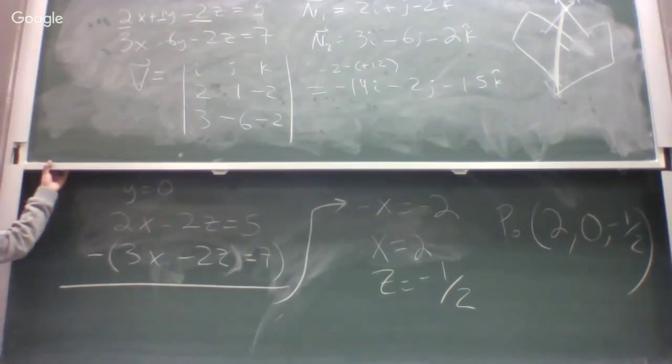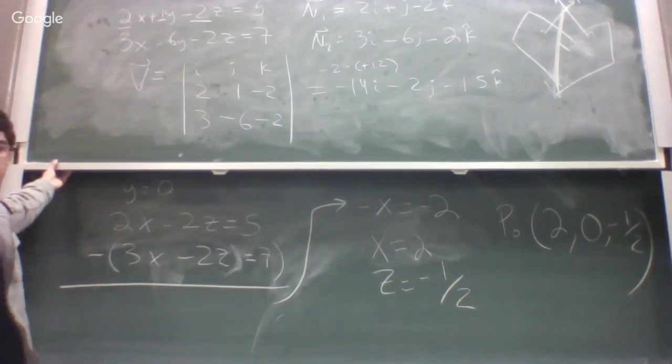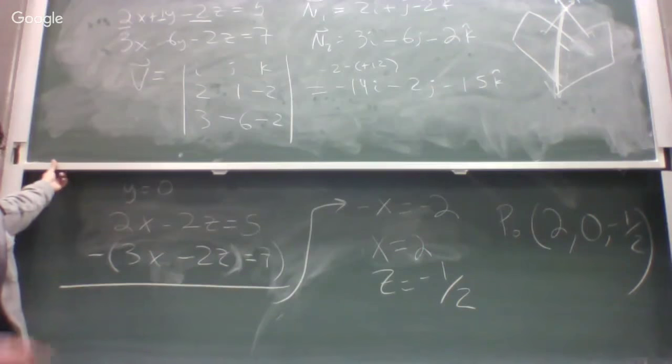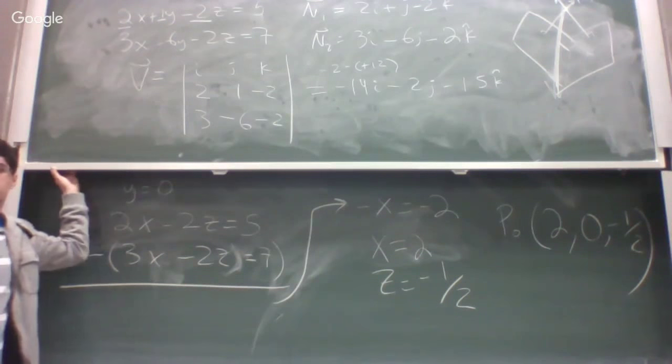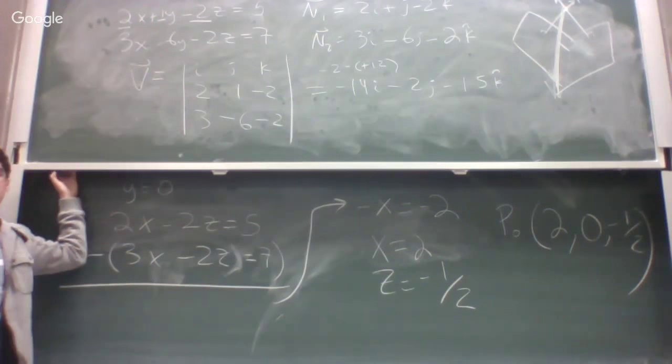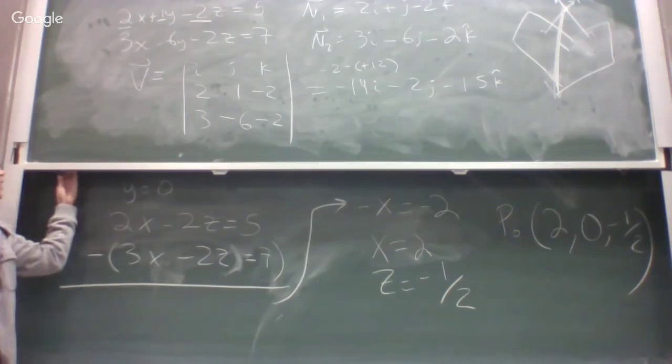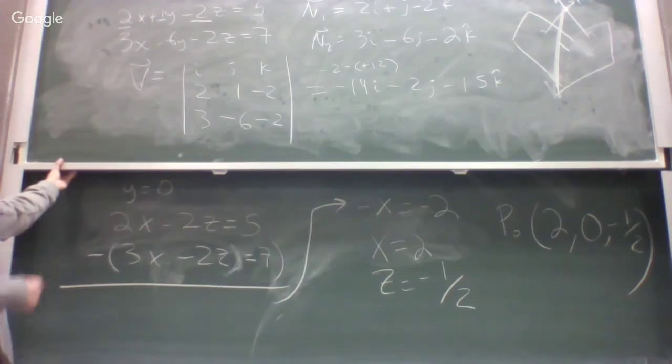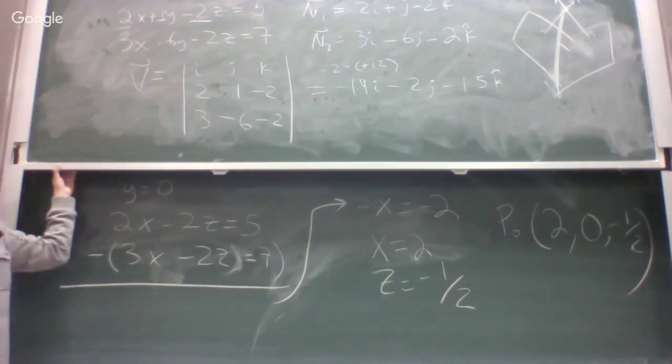Then you get to the point of intersection, right? That's any point on the line of intersection. So now we have a point and a vector equation.